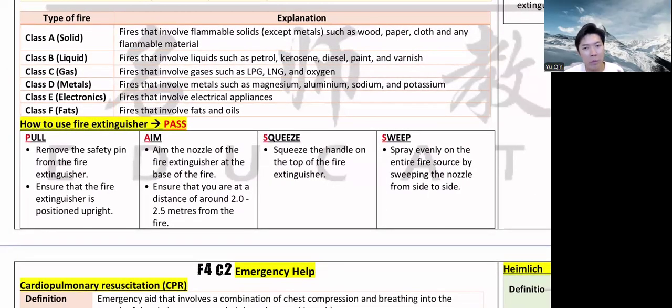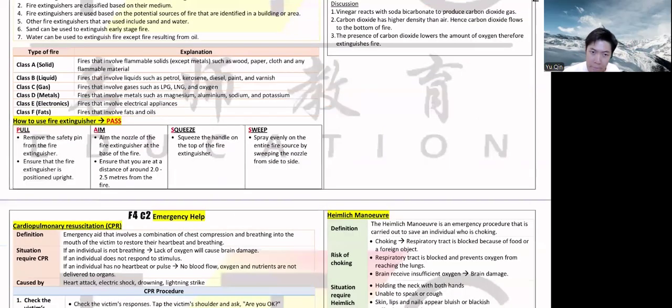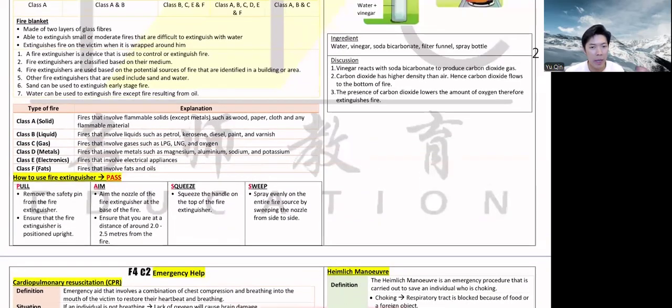Okay, then how to use a fire extinguisher? PASS, pass. You want to remember the acronym. So you want to pull the safety pin. Number two, you want to aim the nozzle correctly at the fire, and then squeeze the handle. And then sweep means you go left and right. Okay? So agak-agak you remember like PASS.